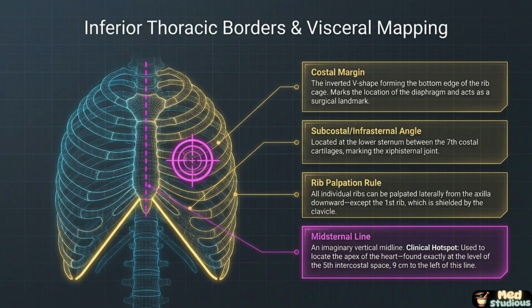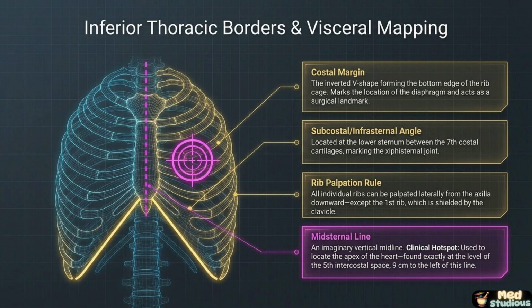Moving to the lower thorax, 4 landmarks define the inferior boundaries of the chest and allow clinicians to map the viscera beneath. The costal margin is the inverted V-shaped bony border formed by the lower costal cartilages as they converge on the midline. It marks the approximate surface position of the diaphragm and is a critical surgical landmark in abdominal and thoracic approaches. At the very bottom of the sternum, where the 7th costal cartilages meet, lies the subcostal angle, or infrasternal angle, marking the xiphosternal joint.